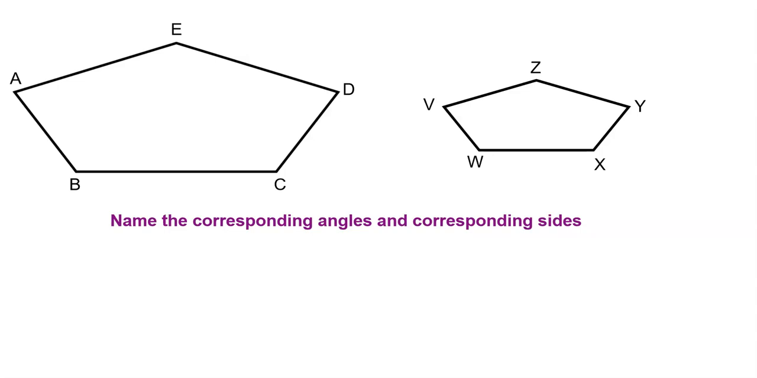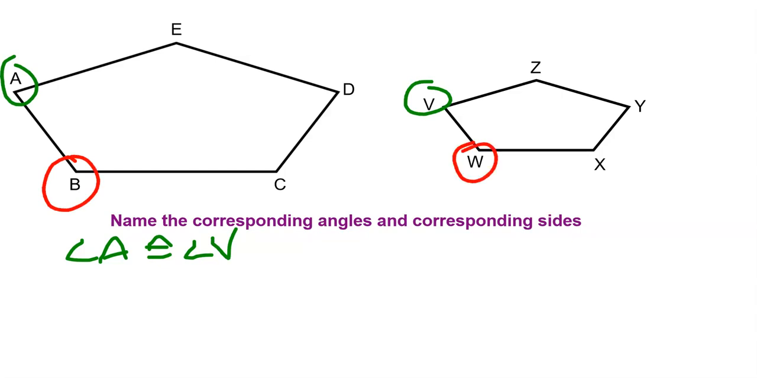So here, as we said before, these pentagons are oriented so that the corresponding vertices and sides are easy to say. As far as the corresponding angles, which we will just call the angles by their vertices, we know that angle A is corresponding to angle V, so they are congruent. Angle B to angle W. Angle C to angle X.